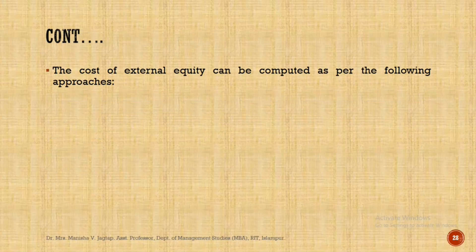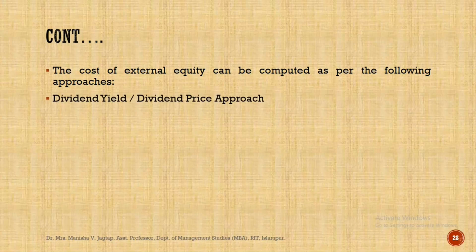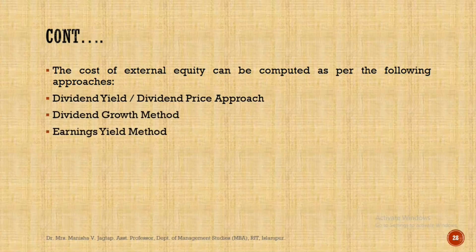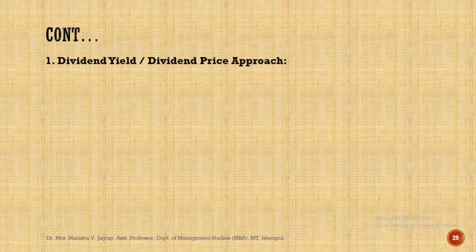The cost of external equity can be computed by applying the following approaches. The first approach is dividend yield or dividend price approach. Next is the dividend growth method, and next is the earnings yield method. So these are the methods. Yet other methods are there, but here we are going to discuss these three methods for computing the cost of equity. Let us start with the first approach.